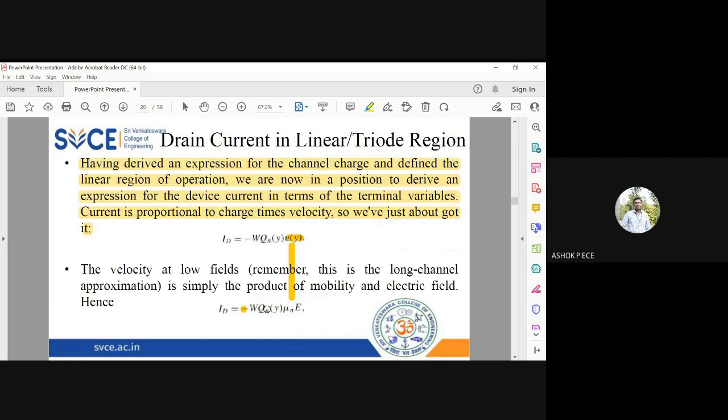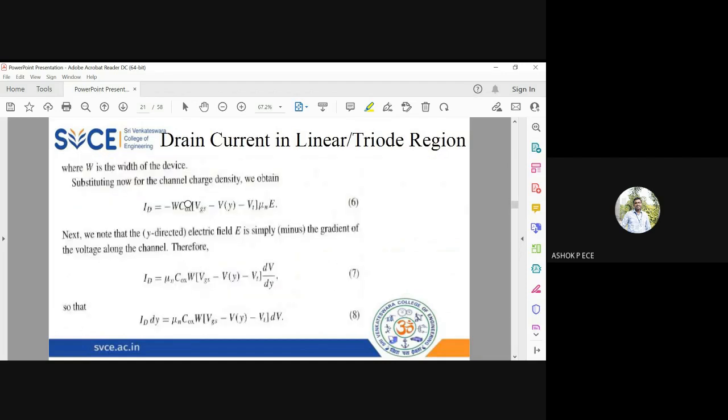So now substitute the expression for Qn of y. We have this minus Cox times (VGS minus V of y minus Vt) into mu n into E.